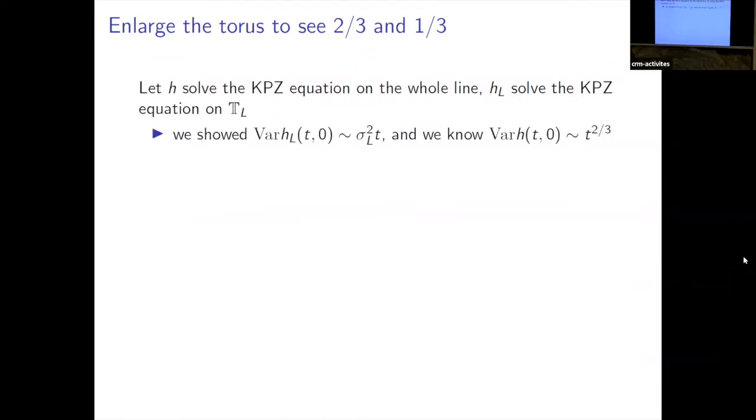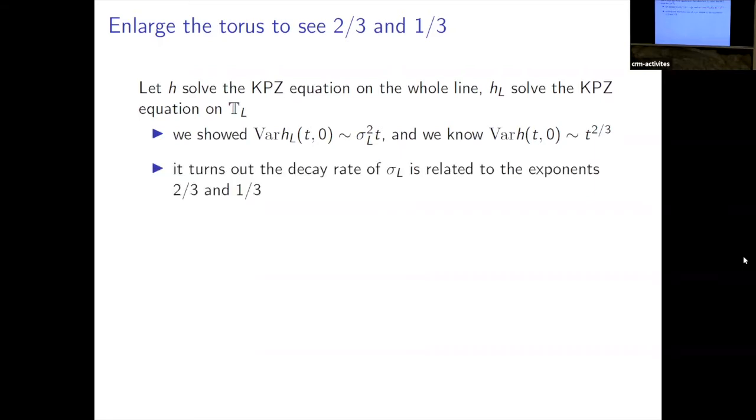The variance of H_L is of order T, so it grows linearly in time. But on the whole line, the size of the fluctuation, the standard deviation, is T to the 1/3, so the variance is T to the 2/3. Squared, this is much smaller than T. So if nothing weird happens, as L goes to infinity, your sigma squared should go to 0. You should go from linear growth to sublinear growth, so the diffusion constant should decay. It turns out that the decay rate is related to those two exponents.